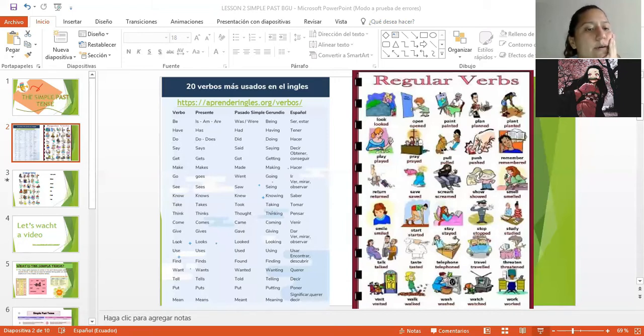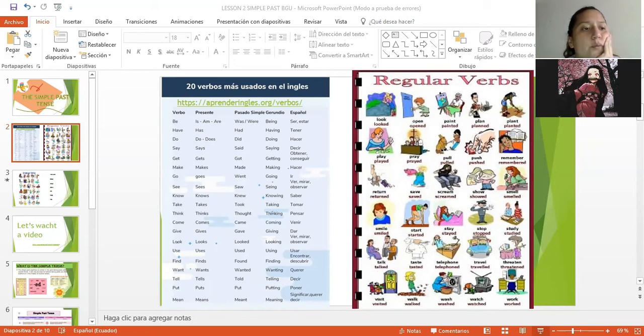So I need you to figure out the difference, because there are two ways to change to simple past. We have the irregular verbs and regular verbs. So when you use irregular, you have to change to this form, because we don't change just a letter, so we have to change the verb, the way of the verb. So we don't have to add the D or ED.